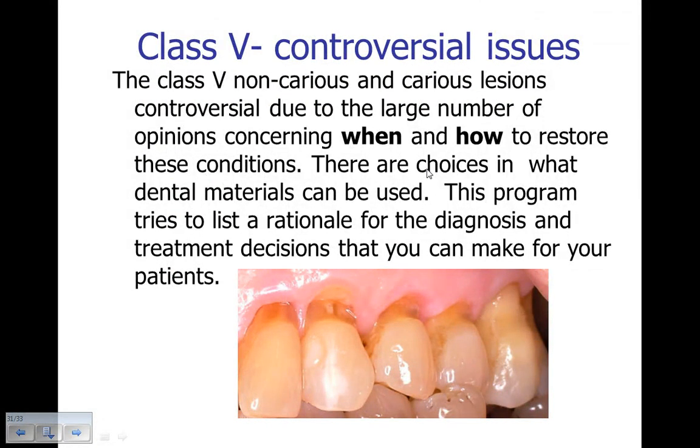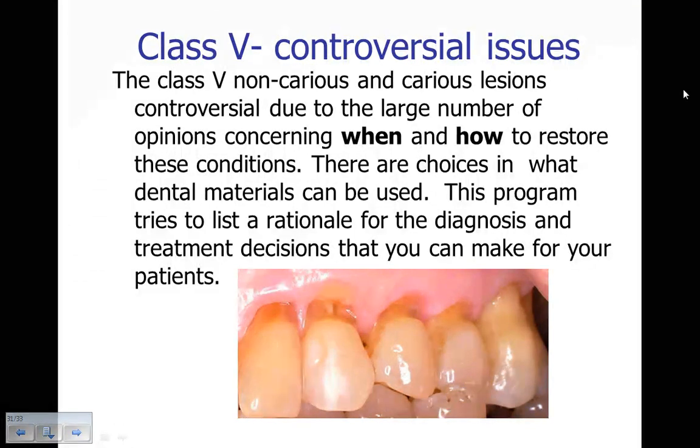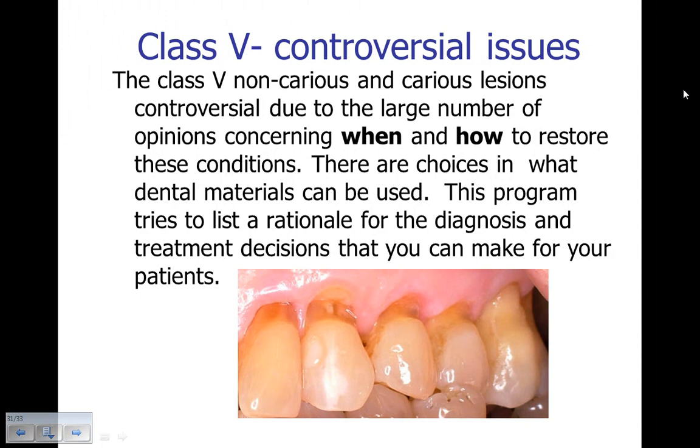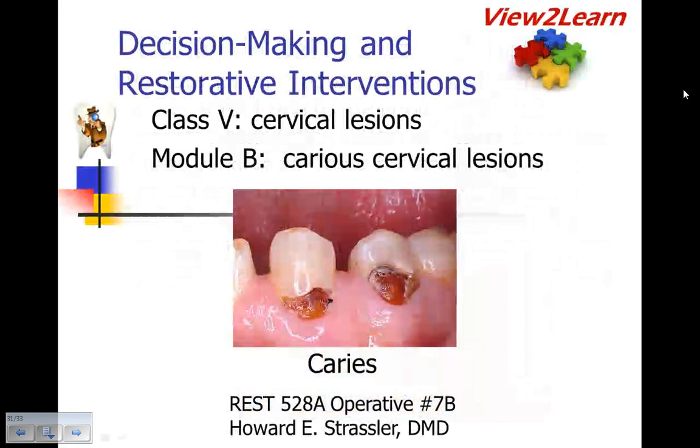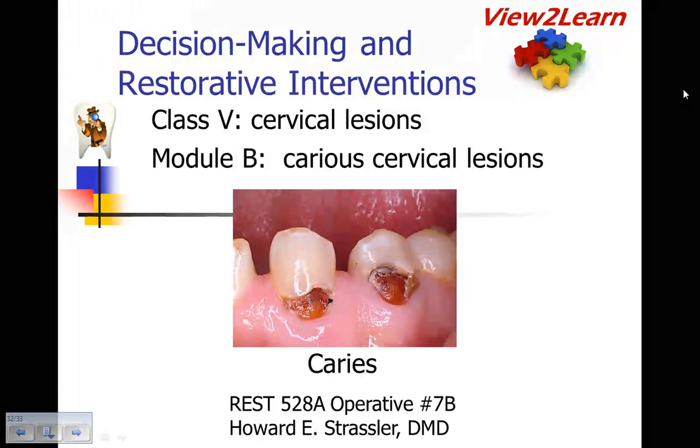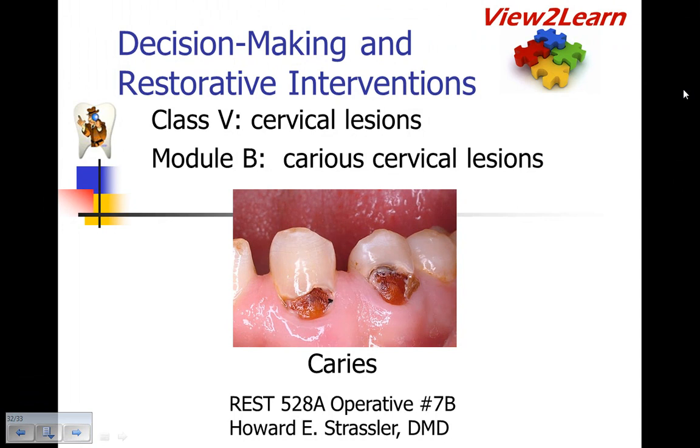The Class V is a controversial restoration because we have choices in the restorative material. Whether they be non-carious or carious lesions, there are a large number of opinions concerning how and when they work and what one should do. This program tries to list a rationale for the diagnosis and treatment decisions that you can make for your patients. You've been listening and viewing dental decision making and restorative interventions for Class V cervical lesions, carious cervical lesions.